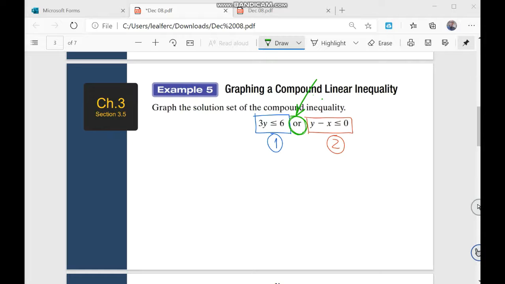Look at that. Or is union, right? Thank you, Jacob. Or is going to be union. So we're going to work here with the union of these two inequalities. Let me split the screen in two.